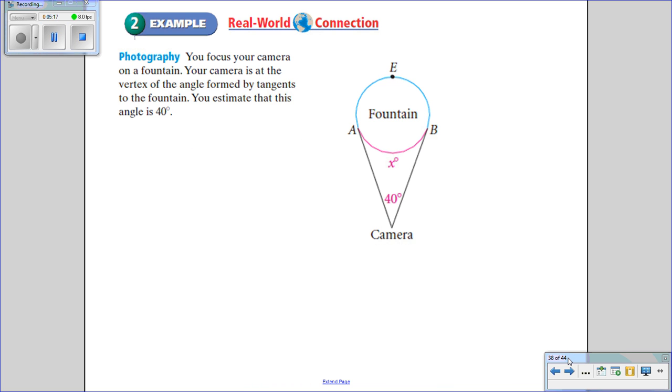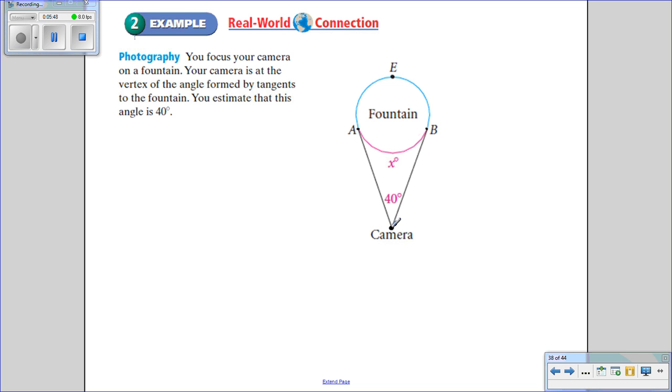Okay, let's try the next one. This one involves photography. Let's say you're standing here and you're focusing your camera on this fountain. Your camera is at the vertex of the angle formed by the tangents. These lines right here are tangents because they hit the circle at one spot. You estimate that the angle right here is 40 degrees. So we need to find how many degrees of that fountain are going to be contained in that picture. So we're finding the smaller arc.